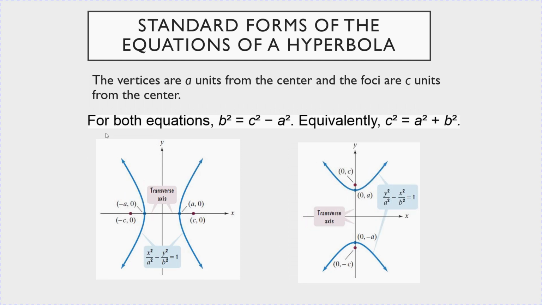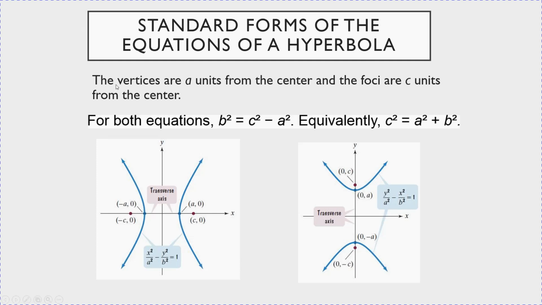So for both of these equations, it doesn't matter if it's x squared divided by a squared or y squared divided by a squared, you'll have this. This is how you're going to help us find the foci. You have b squared is equal to c squared minus a squared, or equivalently c squared is equal to a squared plus b squared. All right, so we're just going to do some examples now.